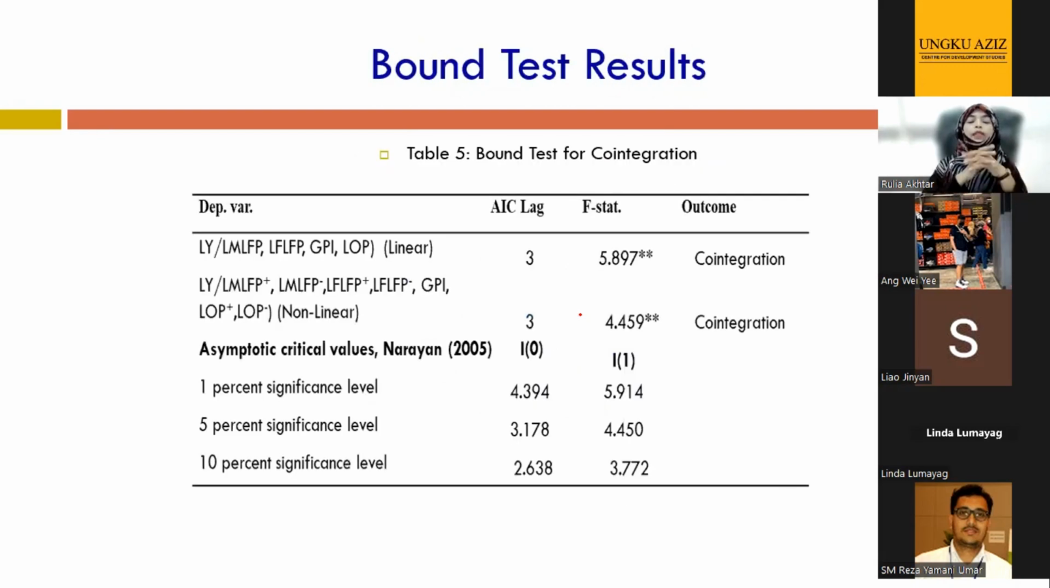Okay. Now, this is the bound test. You see here, I have already mentioned if the F-statistic is greater than the upper bound critical value. This is the upper bound, this is the lower bound critical value. So here, 5.897. This one is at the 5% significance level, right? It is more than the 5% critical value. The 1% we cannot take because this is more than this. So there is a co-integration relationship. If there is a co-integration relationship, we can proceed to the next step.